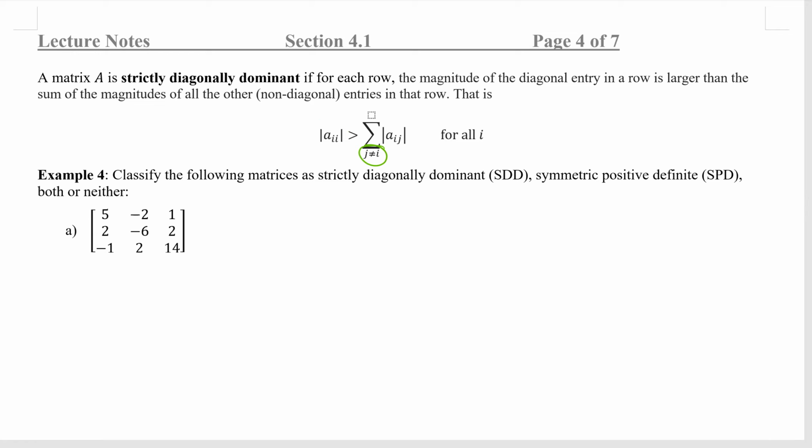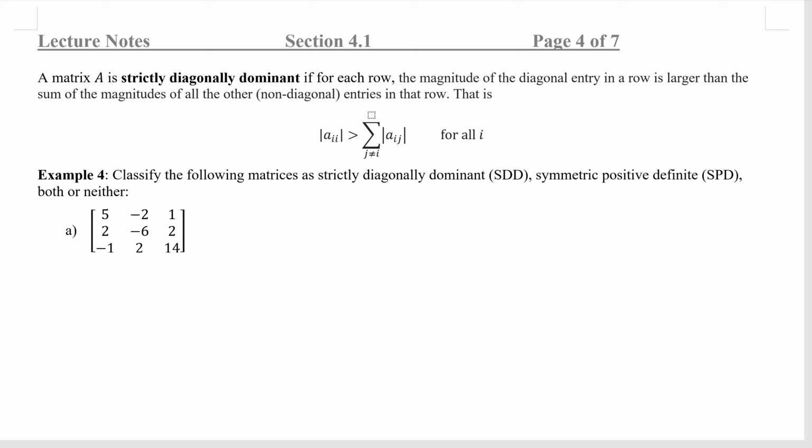Okay, so example 4. Classify the following matrices as strictly diagonally dominant. We use SDD, or symmetric positive definite, we use SPD. And please, do you think P and D look very similar? So when you write your homework or your exam, make sure I am able to tell the difference between P and D. Don't write something like this, where I can't tell if it is a P or D. Please write more clearly which one is your P and which one is your D.